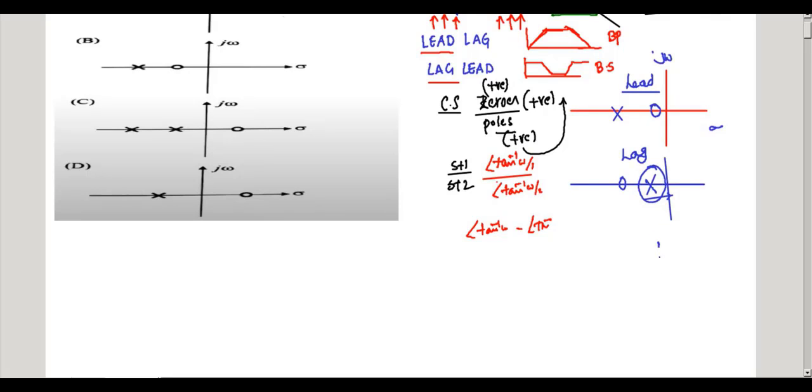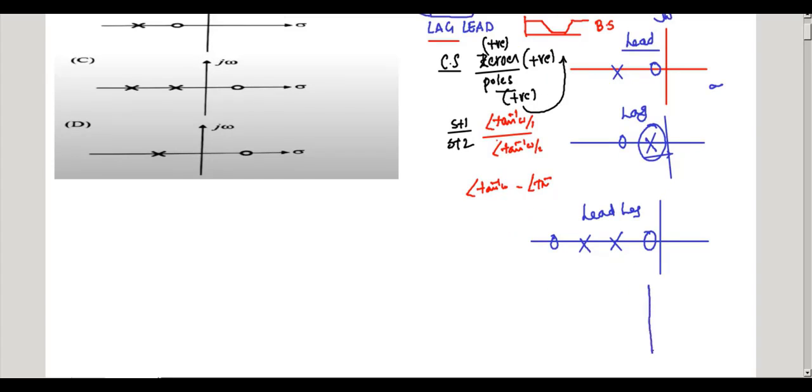Next, come to the lead compensator. Lead is how much? High pass filter means angle positive, so the zero will come into the picture here and the pole here. For lag, it is going downwards, angle is negative, so the pole, and you have a zero here. This is a lead-lag compensator. Next, lag-lead. First, lag means angle going negative. Angle negative means it will be a pole and then a zero. Again, you have a zero and a pole.